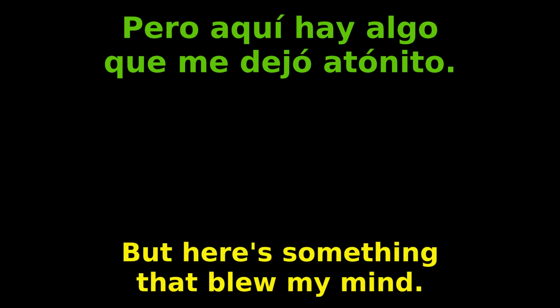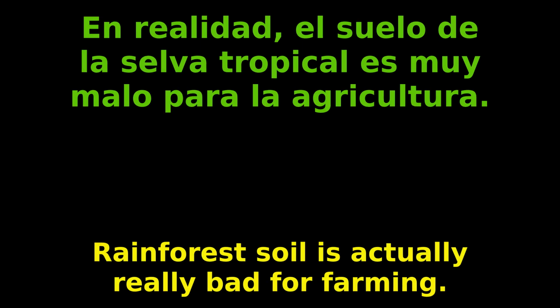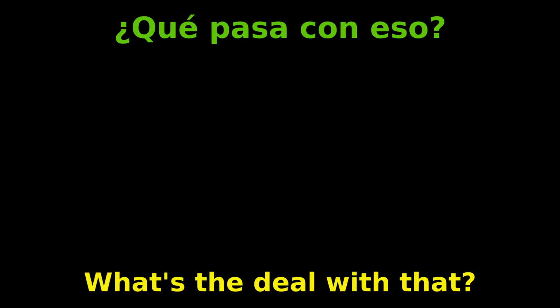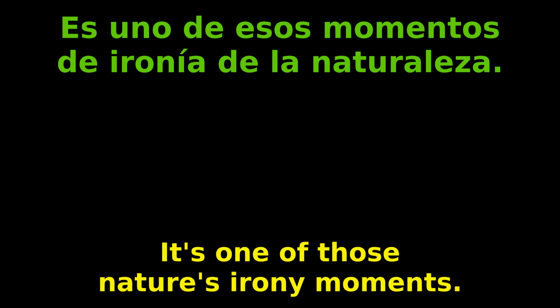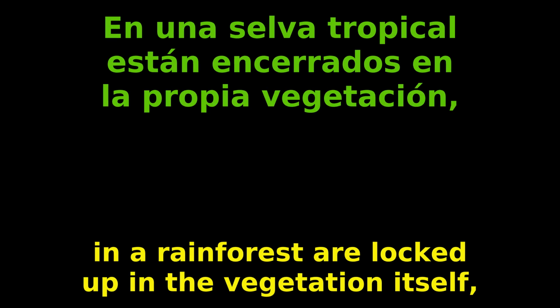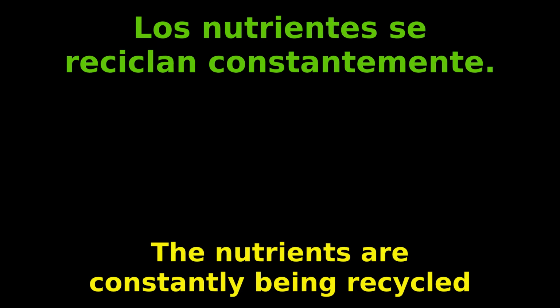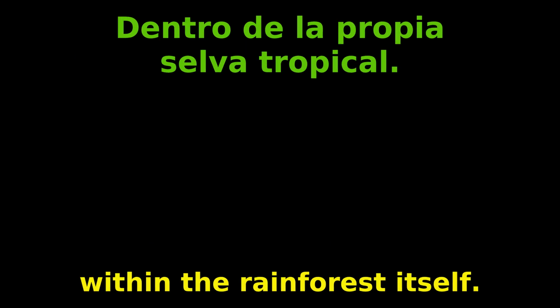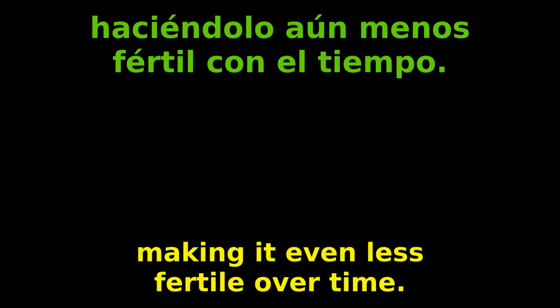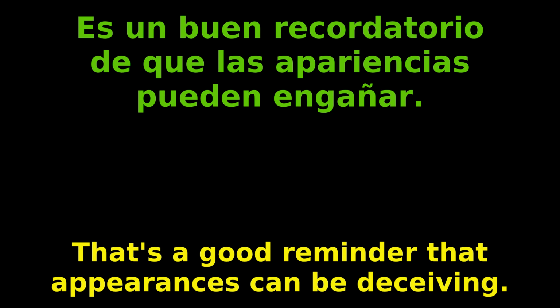But here's something that blew my mind. Rainforest soil is actually really bad for farming. That seems counterintuitive given how lush everything is. What's the deal with that? It's one of those nature's irony moments. You'd think with all that lush growth, the soil would be incredibly fertile, right? But the reality is that most of the nutrients in a rainforest are locked up in the vegetation itself, not the soil. So it's like a closed loop. The nutrients are constantly being recycled within the rainforest itself. Exactly. And the heavy rainfall in these regions tends to leach nutrients from the soil, making it even less fertile over time. That's a good reminder that appearances can be deceiving.